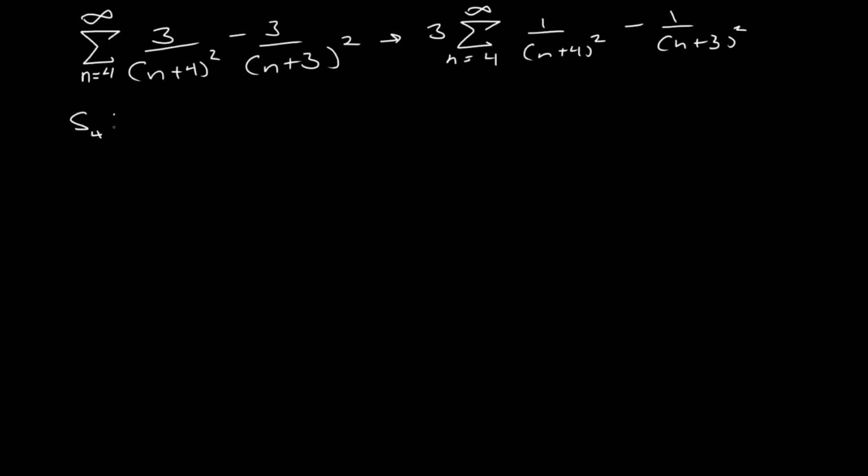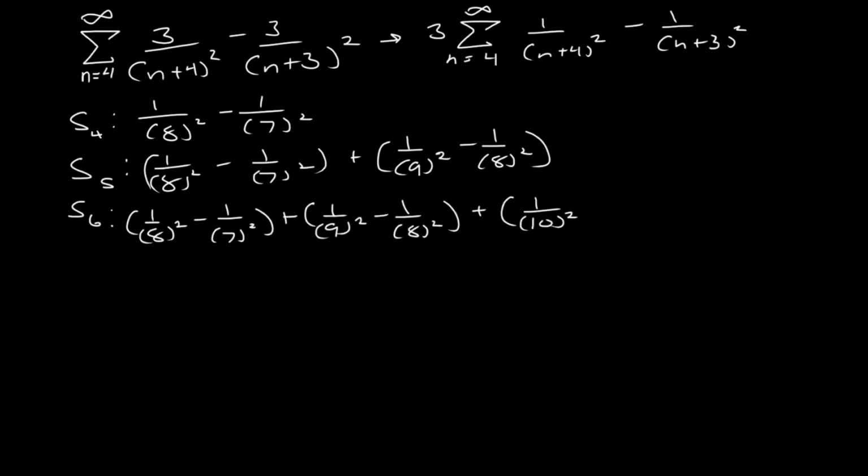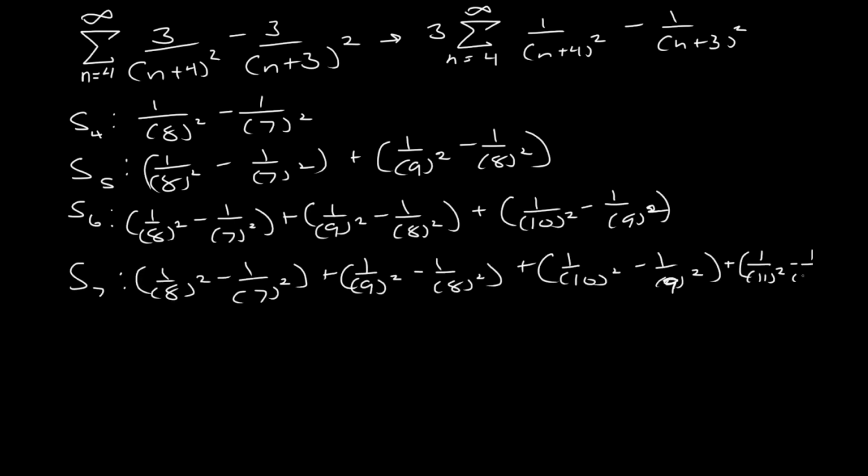And we're going to start at s sub 4, not s sub 1, because the index is 4. And now we're going to plug in 4 anytime we have n. So we have 1 divided by 4 plus 4, which is 8. It's going to give us 1 over 8 squared minus 1 divided by 4 plus 3, which is 7 squared. Okay, so now that we finished writing out our last partial sum, we can begin canceling things out.